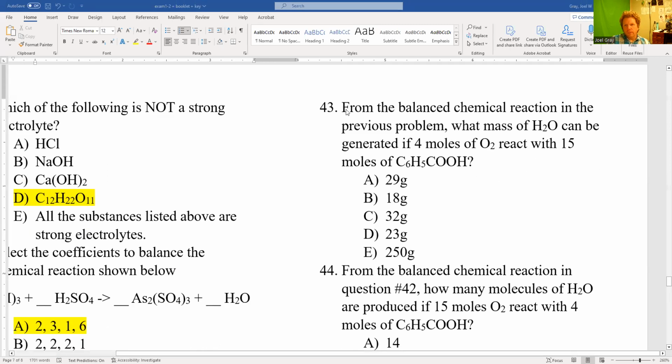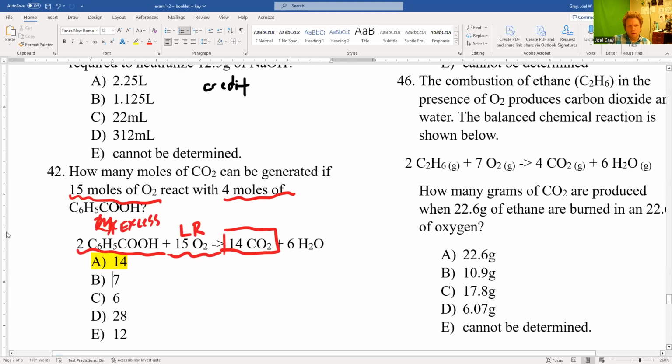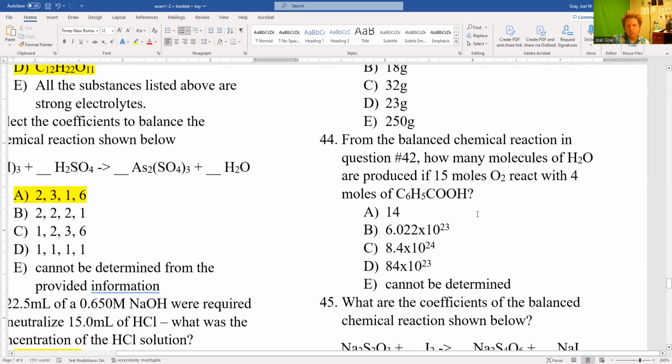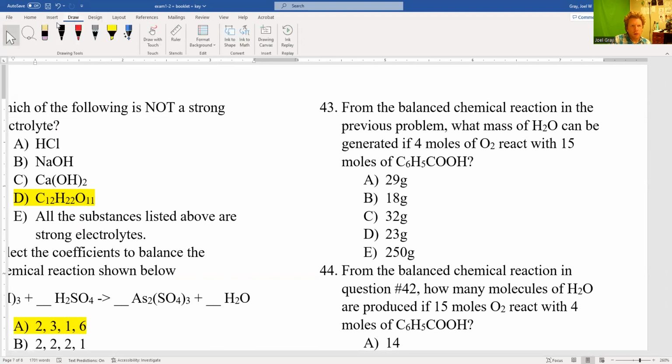And this first question reads, from the balanced chemical reaction in the previous problem, what mass of H2O can be generated if 4 moles of O2 react with 15 moles of C6H5COOH? Now, this balanced chemical reaction is shown here. 2 moles of C6H5COOH plus 15 moles of O2. What we're really getting at is which is our limiting reactant. 4 moles of O2.